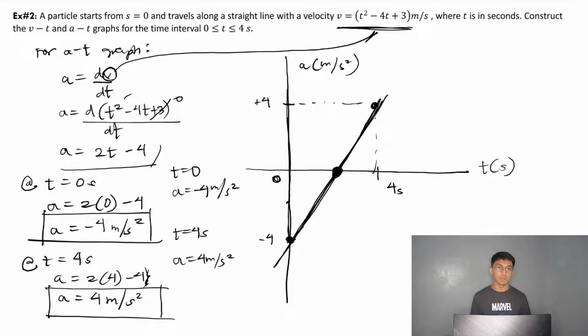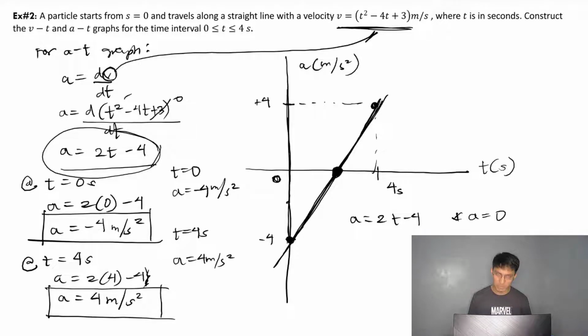So, ano ba yung time na yan? Kasi, kailangan nating malaman yung time na yun because it will have an effect for our velocity. So, paano natin malalaman yung time na yun? Meron naman na tayong equation ng acceleration is equal to 2t minus 4. So, paano natin i-solve yung value ng time na yun na kapag yung acceleration ay 0? I-equate natin sa 0.